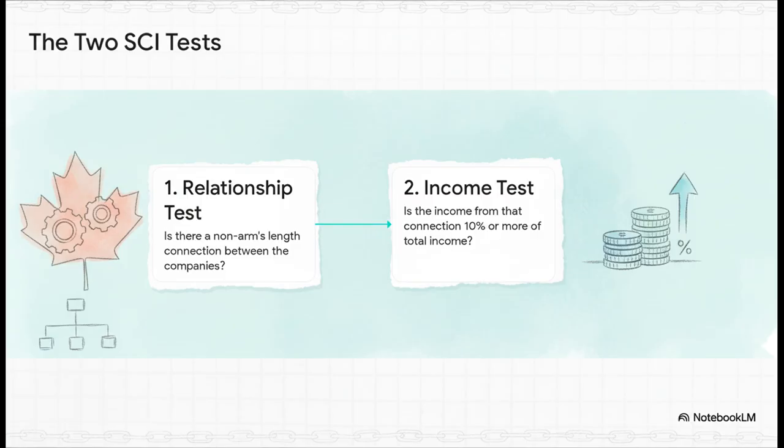First, there's the relationship test. Is there a non-arm's length connection? If the answer is yes, then you move to the second gate, the income test. Is the income significant enough? You have to get a yes on both of these for the income to be flagged as SCI.